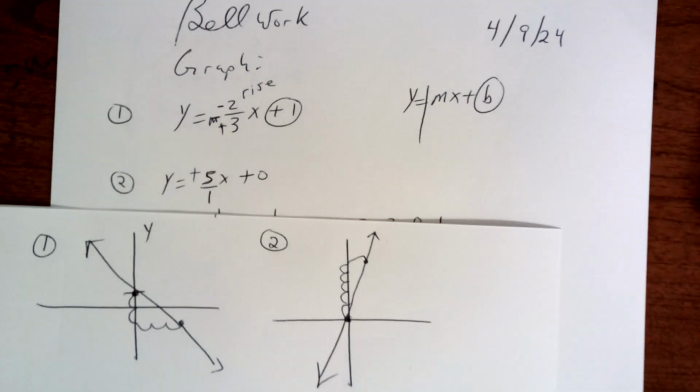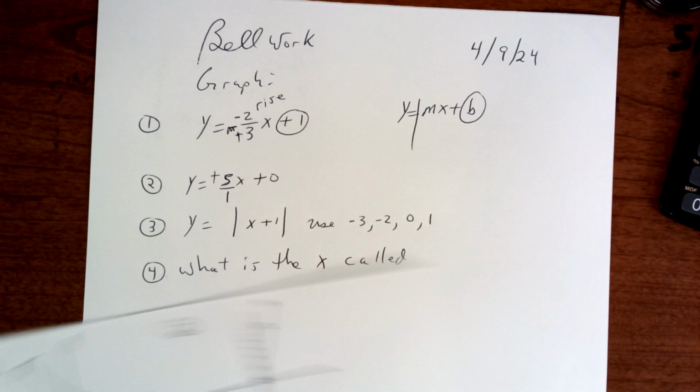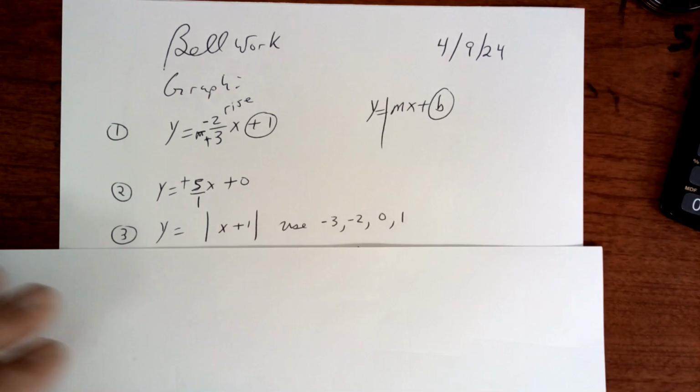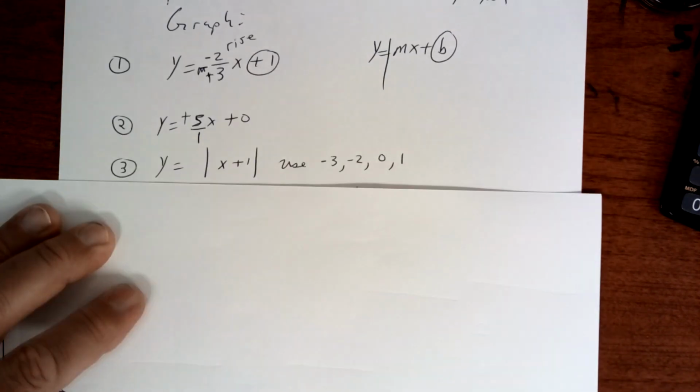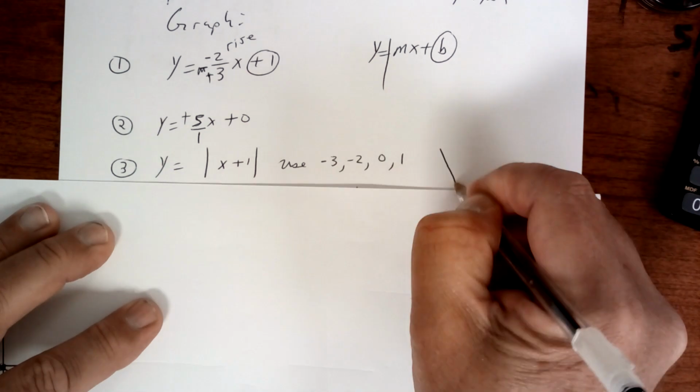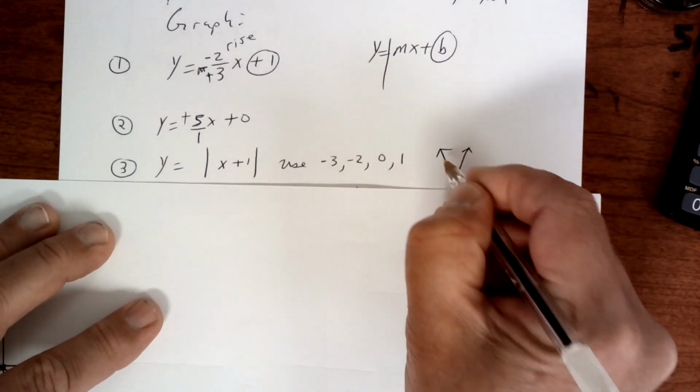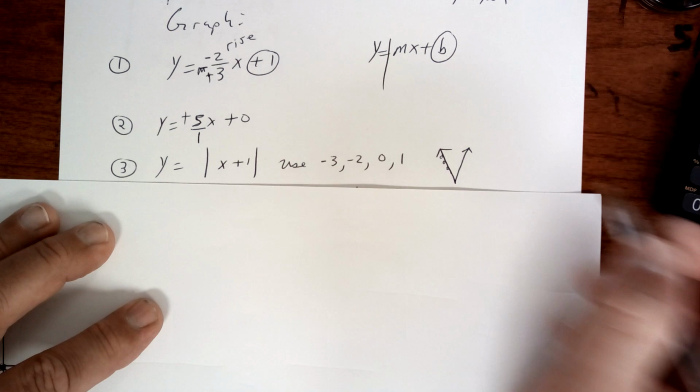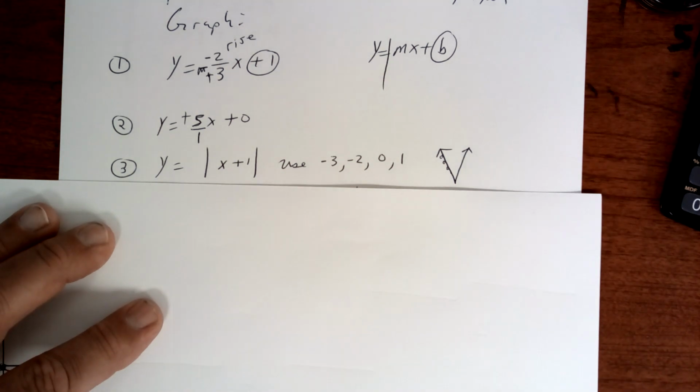All right, let's take a look at number 3. Number 3 is an absolute value. Remember, the absolute values look like a V. But sometimes your points might only be on one side. So that means you need more points. Well, let's see what this works out to be.